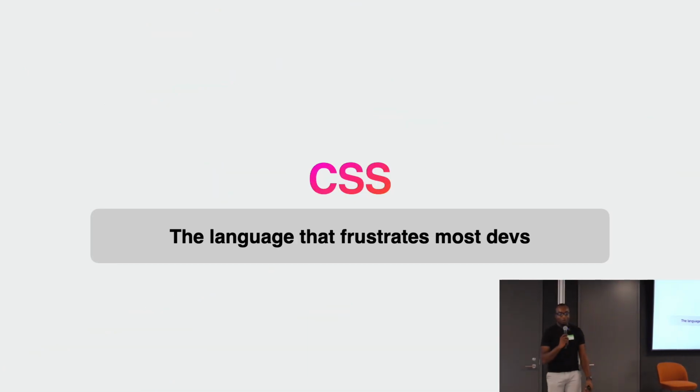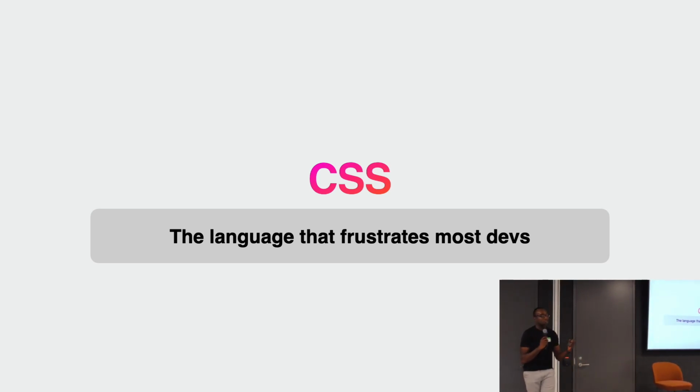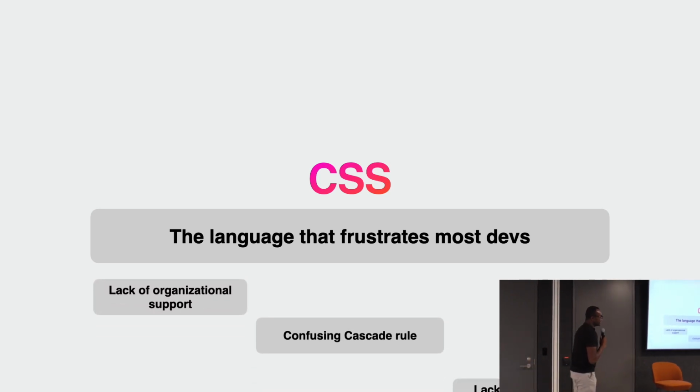So before we get into it, CSS, I like to say it's the language that really frustrates most devs. I like to say this because of a few things. There's a lack of organizational support. There's a lack of modern features. We'll talk about this in later slides. And it's really confusing because of some cascade rules itself. And so when we're writing CSS, we have to pay attention to all these things and see that it's actually a really difficult language to go about.